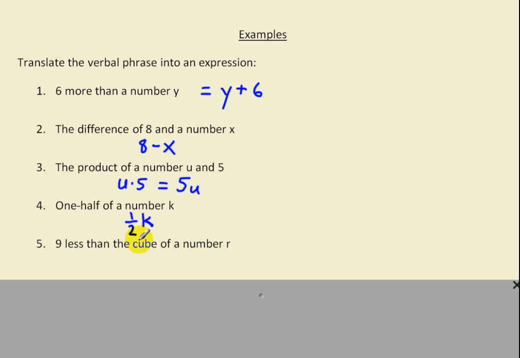And then 9 less than the cube of a number r. So we need to take the cube first. Remember that this means r to the 3rd power. Then to get 9 less than that, subtract 9. And once again, it makes a big difference which order you put these in. So 9 less than would tell us subtract 9.